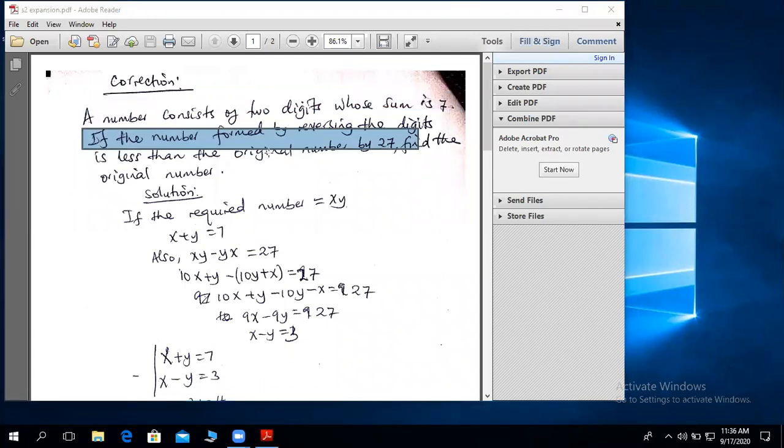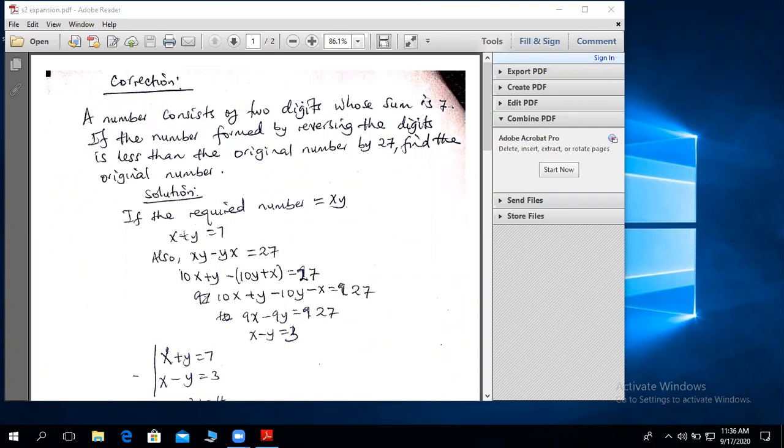If the number formed by reversing the digits is less than the original number by 27, it means the original number is the one which is bigger. When you get the original number and you subtract the number got by reversing the two digits, you should be able to get the answer as 27. So let us now move on.